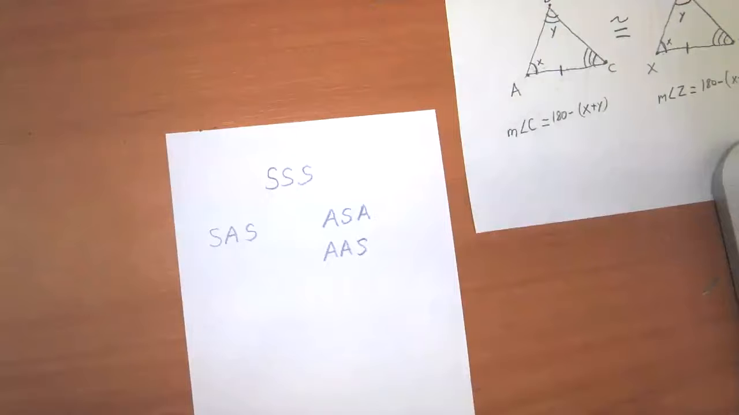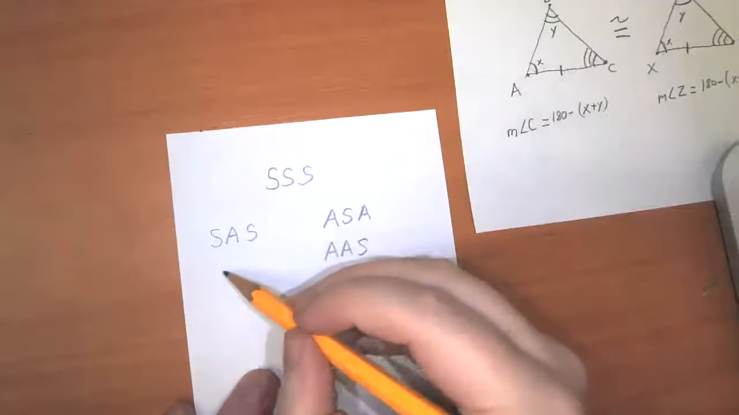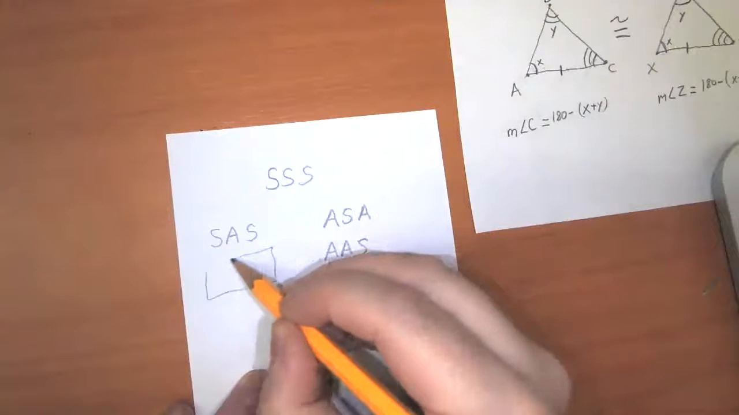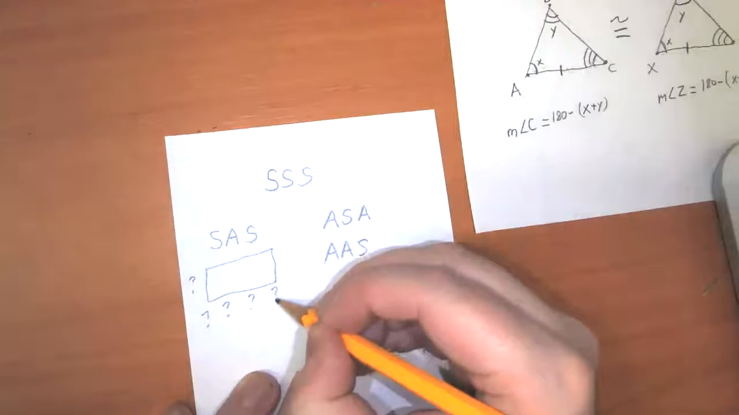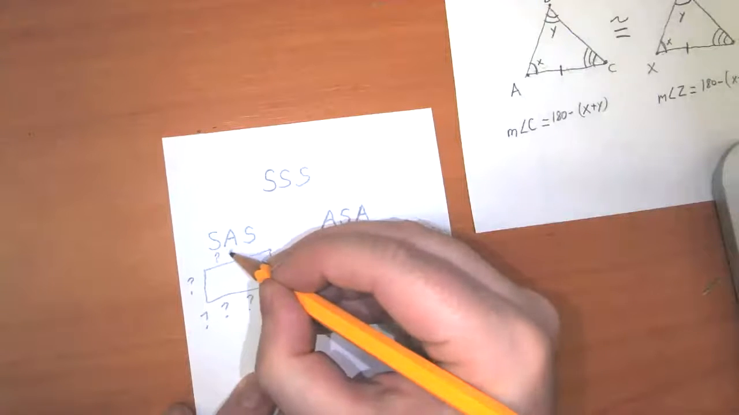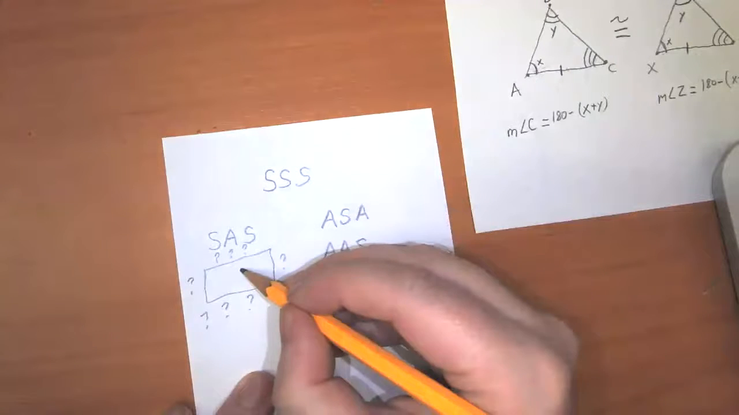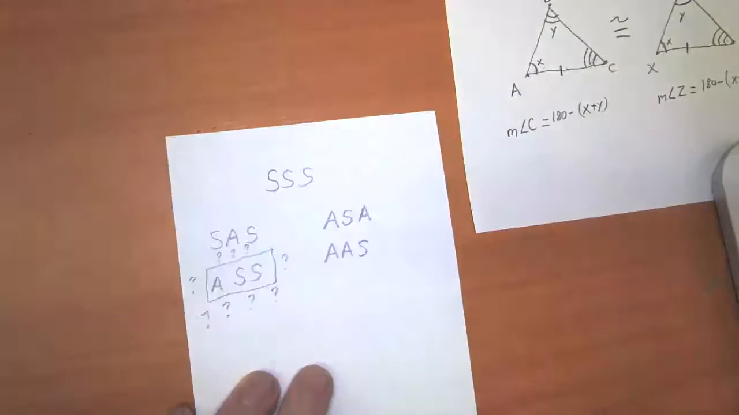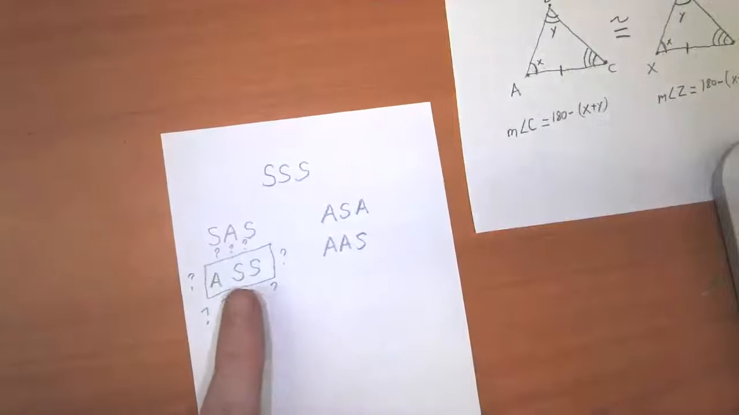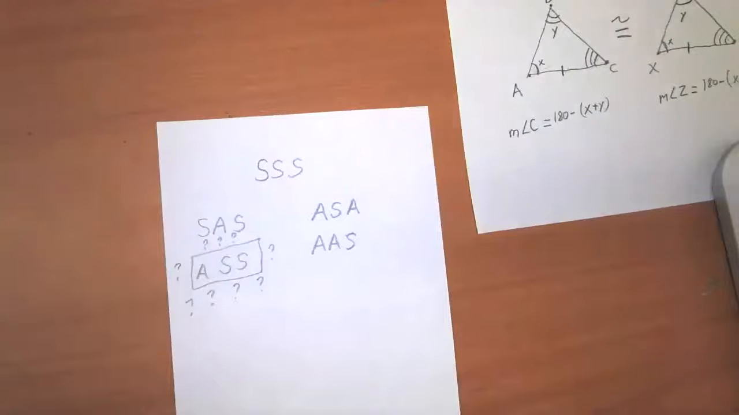All right, and so the question is, let me put a box around this and put some question marks. Can I have a situation where I have two sides and the angle that's not between them? Is this a triangle congruence theorem? So this is a question that we will tackle in the next video. And we will see that that is a triangle congruence theorem that actually does not exist.